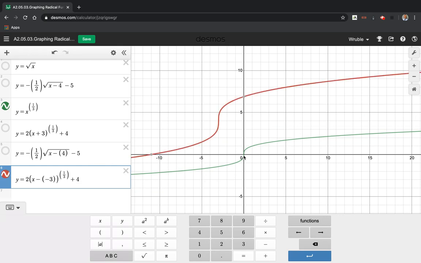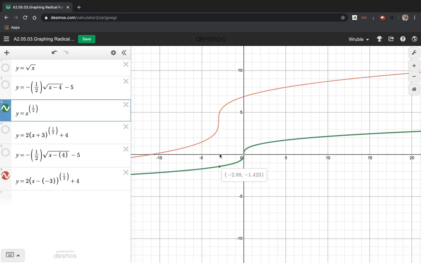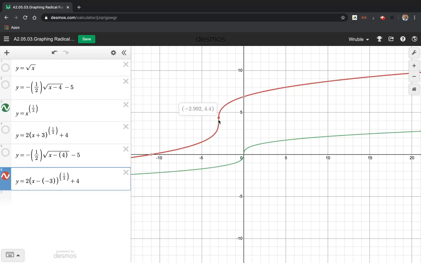So we take our inflection point here, and we move it to the left 3, 1, 2, 3, and then we move it up 4, 1, 2, 3, 4. And then we have our inflection point, which has been moved. The original inflection point was 0, 0. We moved it to the left 3 for -3 and up 4 for our new inflection point. All of the other points get moved that way as well.